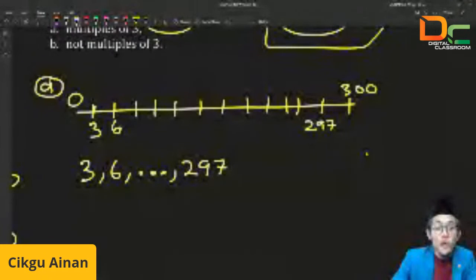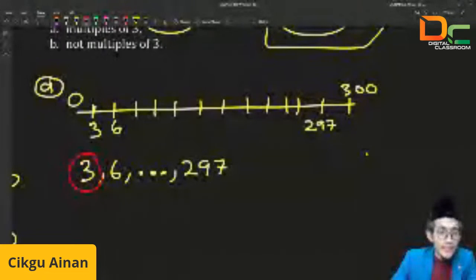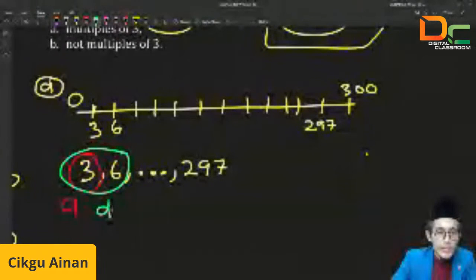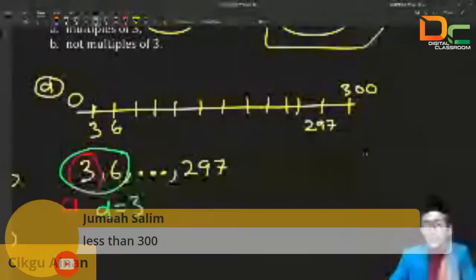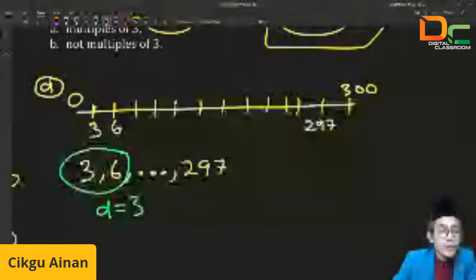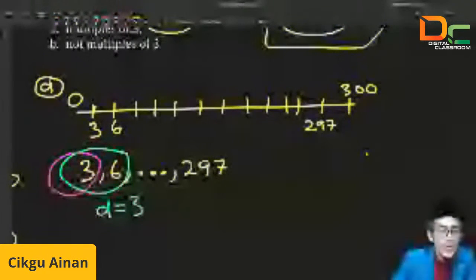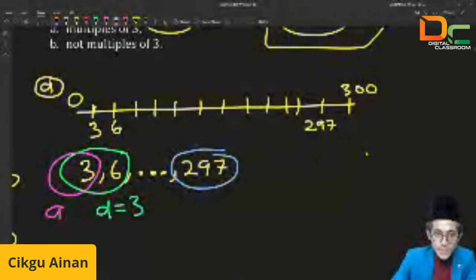Good. Okay, so from here, what is the important information? Clearly A is 3, and then D is 3 also, 6 minus 3, 3. Sorry, I use pink color. Pink. This is A. A is 3. D is also 3.